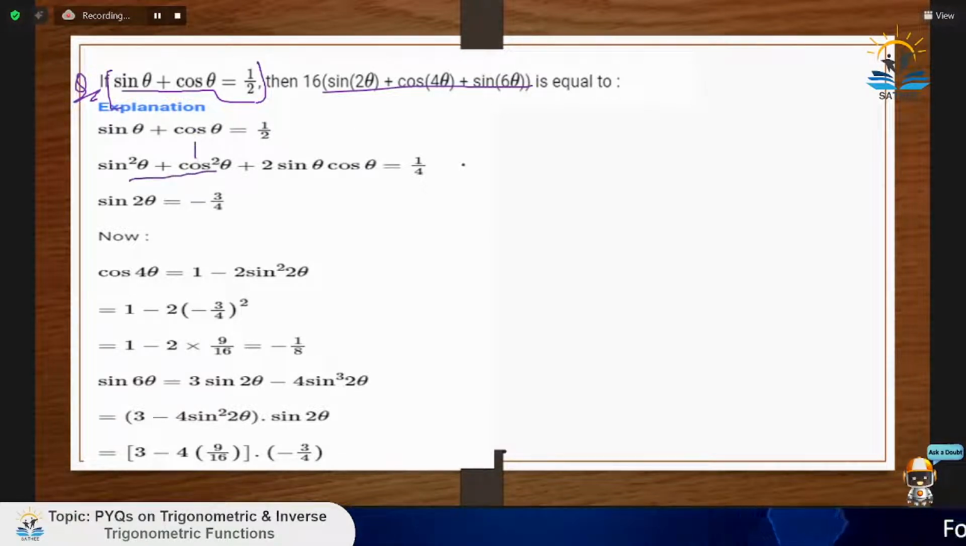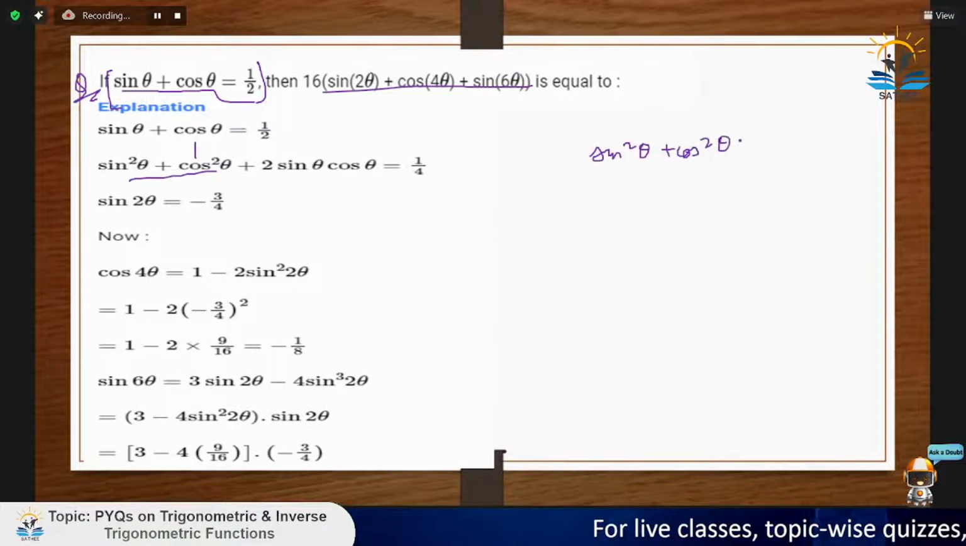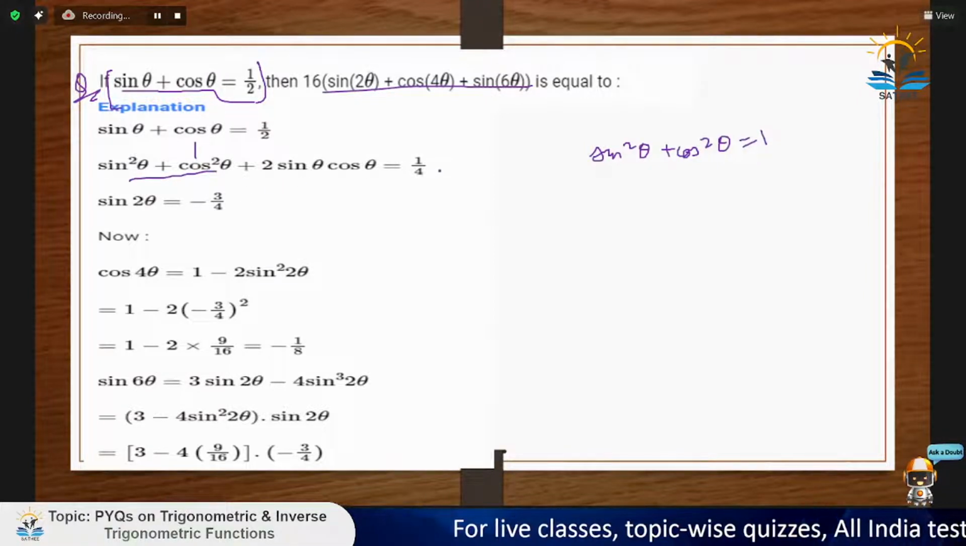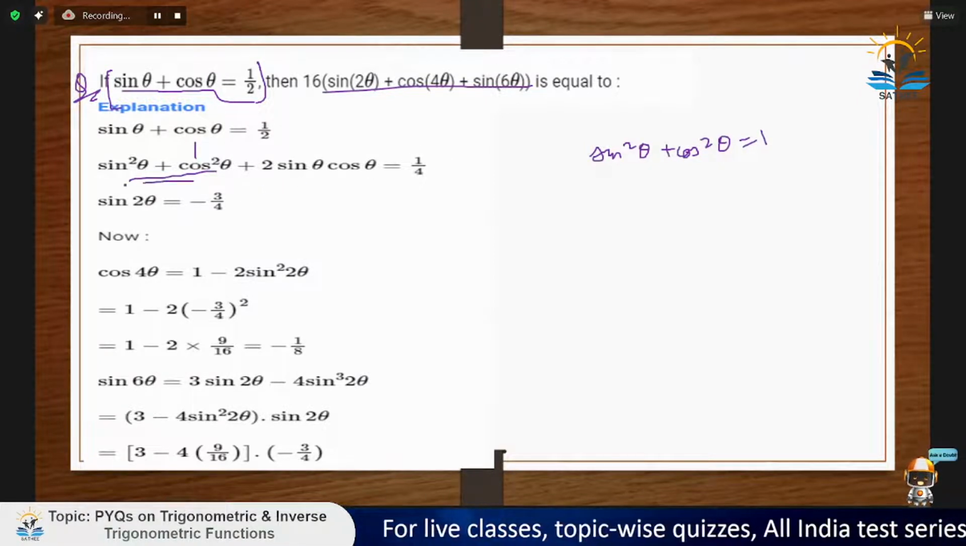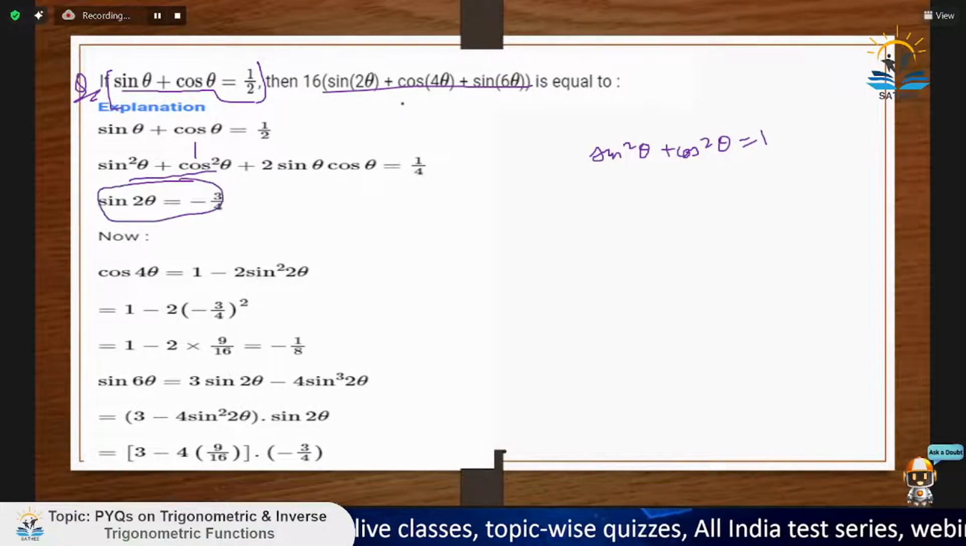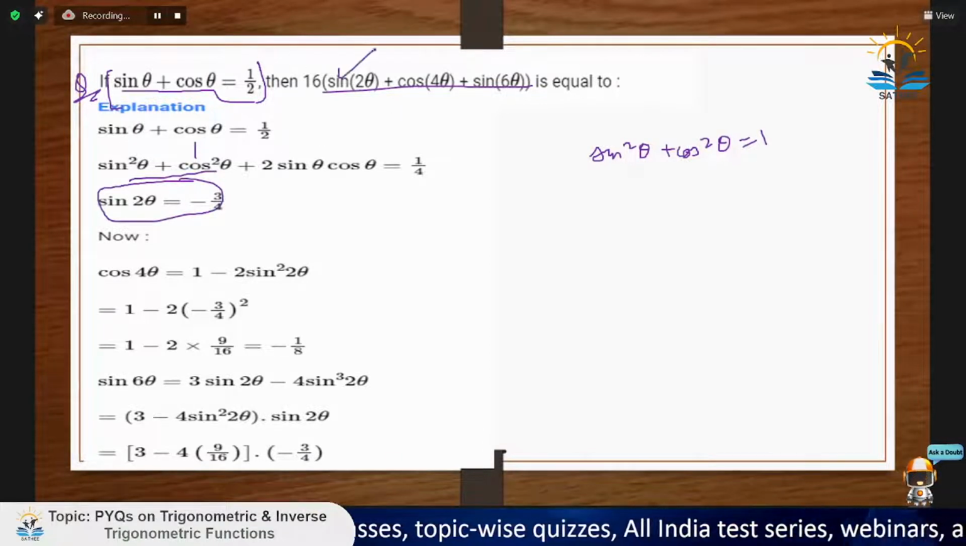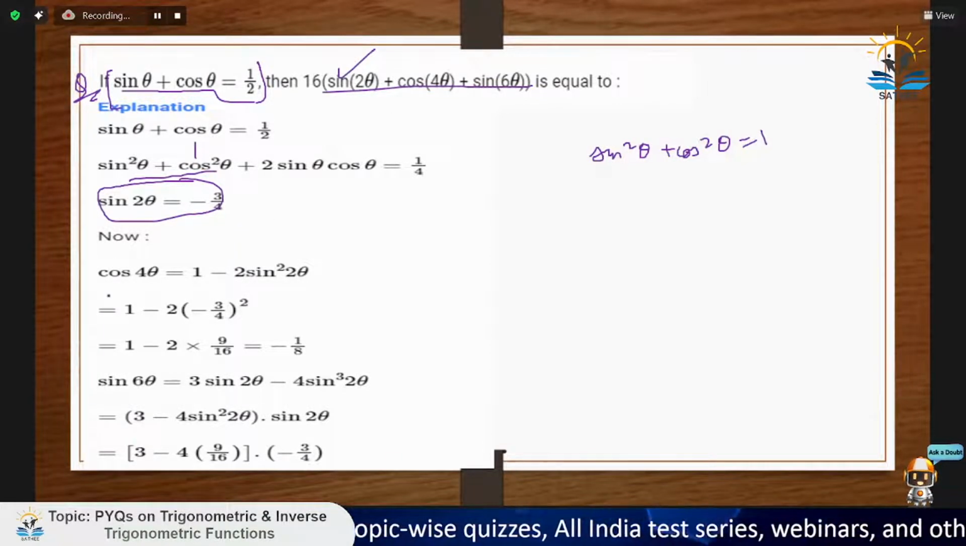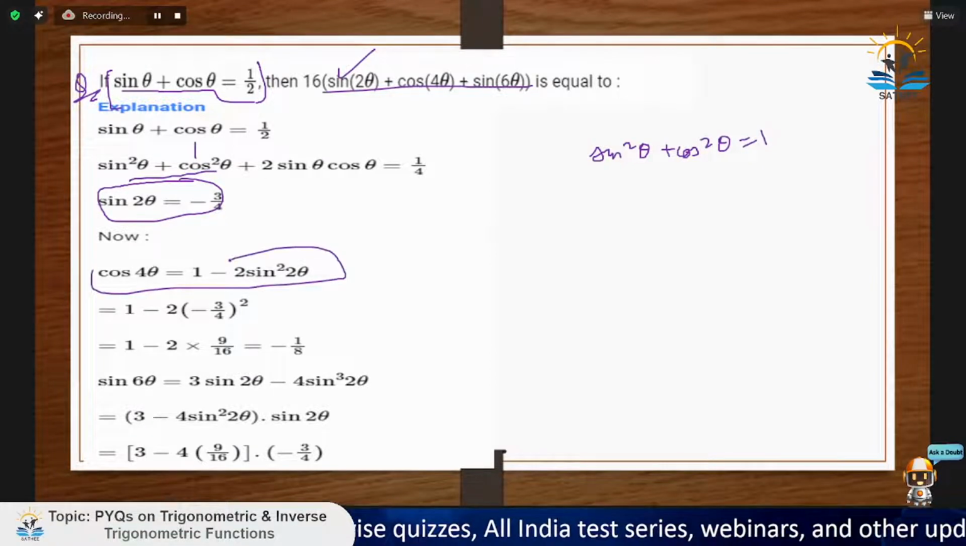This is the very general thing that everybody knows, that sine square theta plus cos square theta is equal to 1. This is a very general thing. So 1 plus sine 2 theta is equal to minus 1 by 4. So from here I got sine 2 theta as minus 3 by 4. So I got one expression. Okay. Then I know that cos 4 theta is equal to 1 minus 2 sine square 2 theta.